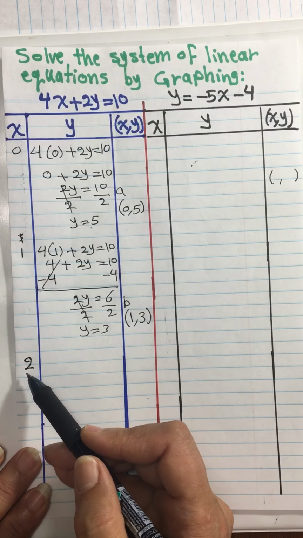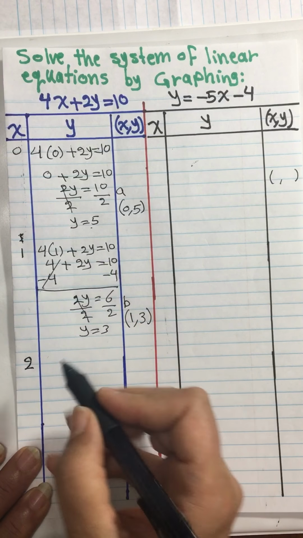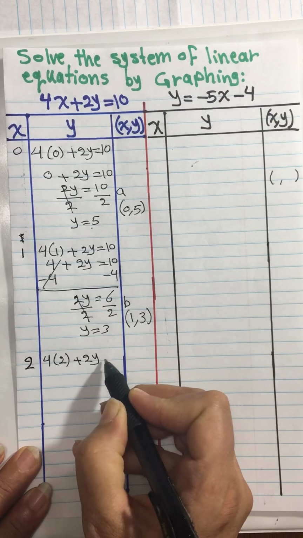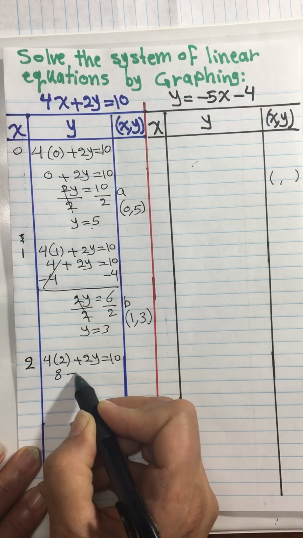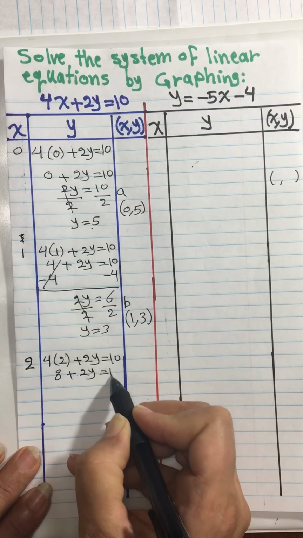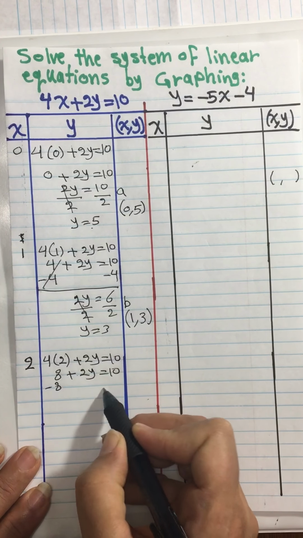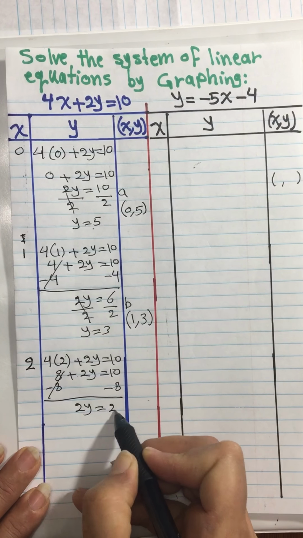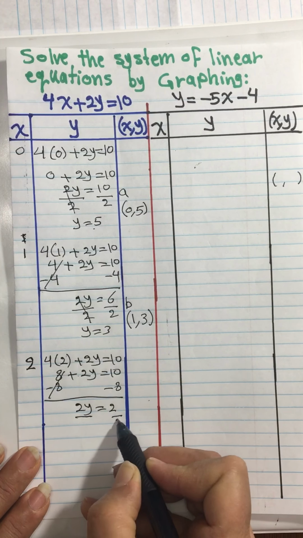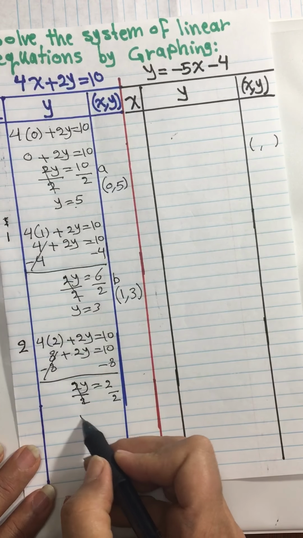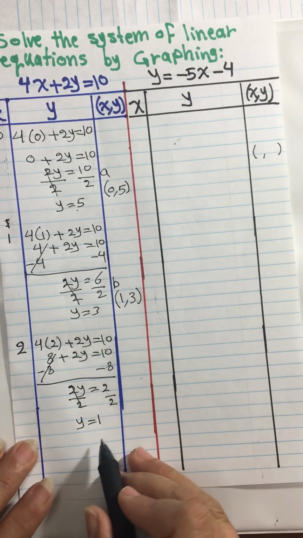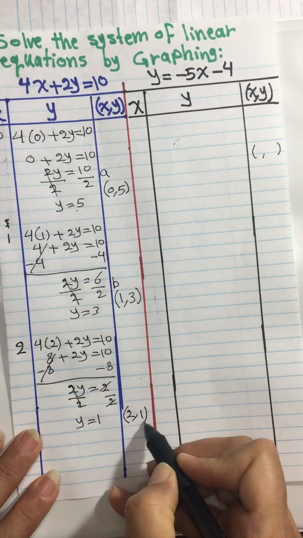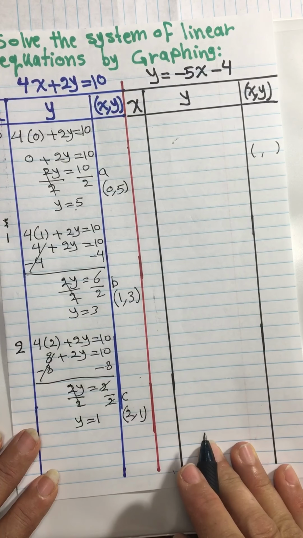For the third number, 2, I'm going to substitute it in the equation. 4 times 2 plus 2y equals 10, which is 8 plus 2y equals 10. Add negative 8 to both sides. 2y equals 2. Divide both sides by 2. So y equals 1. The third ordered pair is (2, 1). I'm going to call it C.